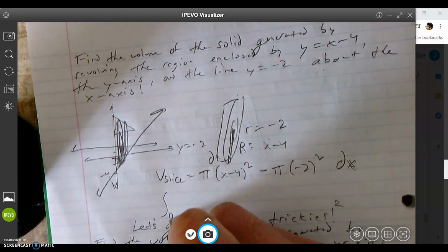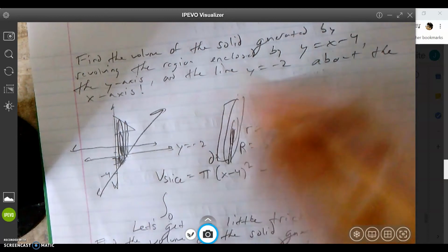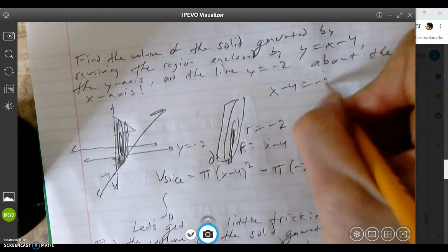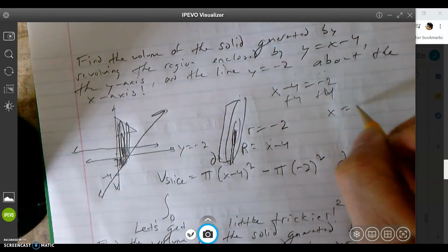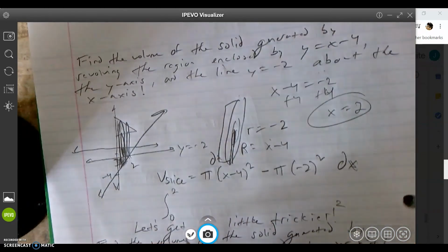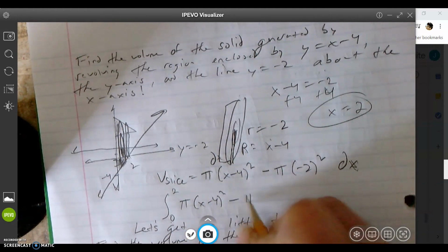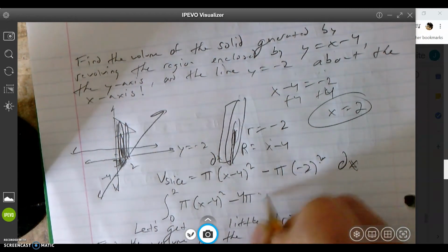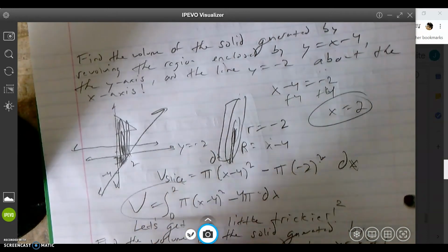So that goes from 0 to this point right here. What was that point? Do you know? x minus 4 equals -2, plus 4 plus 4. Set the equations equal to each other and you get 2. So it's between 0 and 2, because this point is 2, of pi, the big circle, squared, minus cutting out -2 squared, which is 4. So I'm going to do 4 pi dx. You want to do something like that. Okay, here's the total volume.